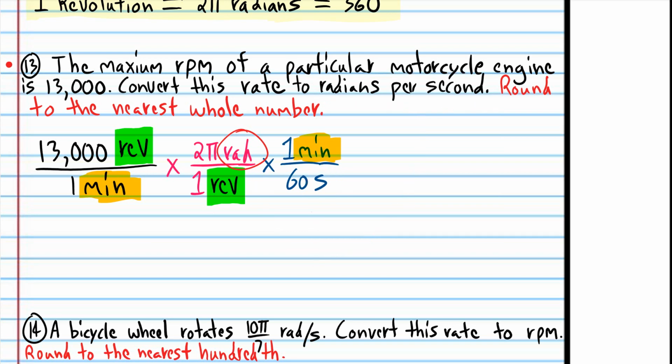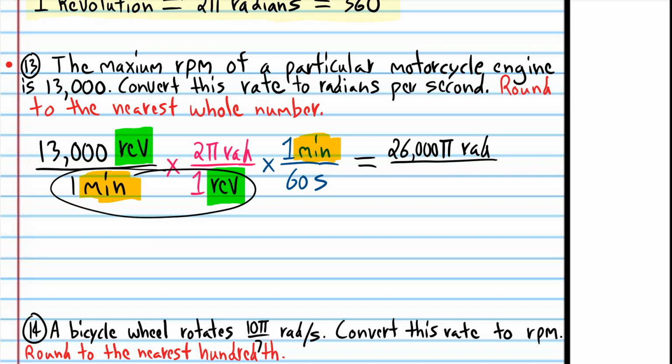So at this point we're going to multiply everything in the numerators. 13,000 times 2 pi is 26,000 pi radians. And in the bottom we have 1 times 1 is 1, and then 1 times 60 is 60. So we have 60 seconds.